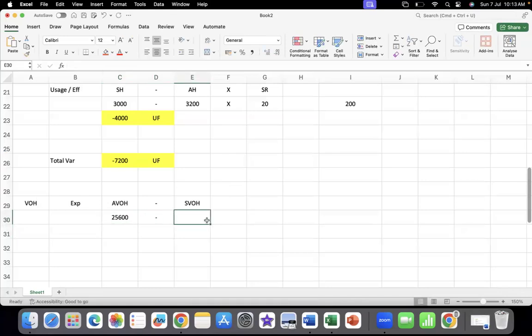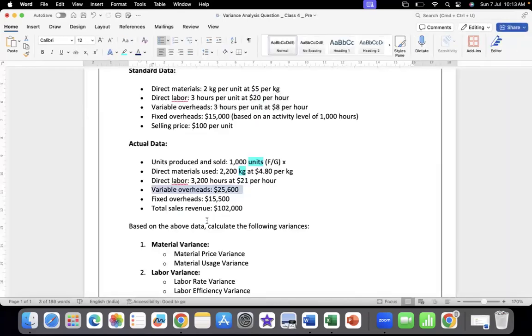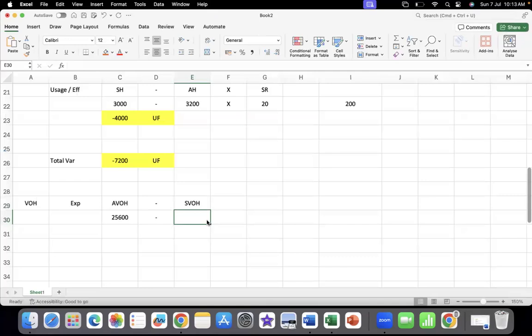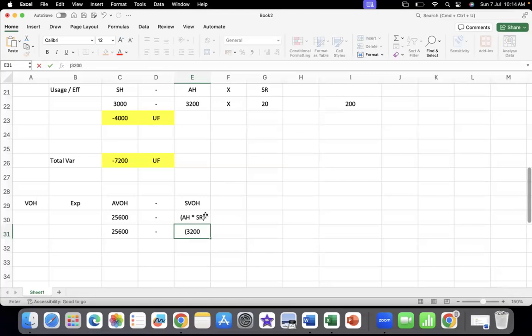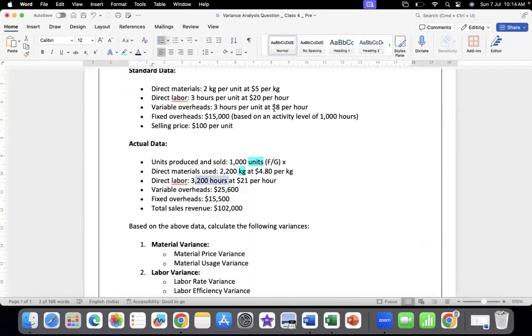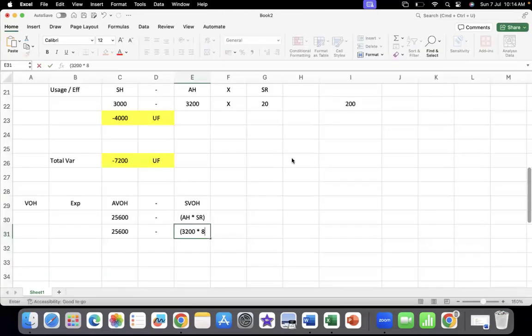And then what is your standard variable overhead? For standard variable overheads, you need actual hours multiplied by the standard rate of the variable overheads. The actual hours in the question are 3,200 hours. Then what is the standard rate available for the variable overheads? It is 8 per hour. So this would be 3,200 multiplied by 8, which is 25,600, and the answer would be 0.